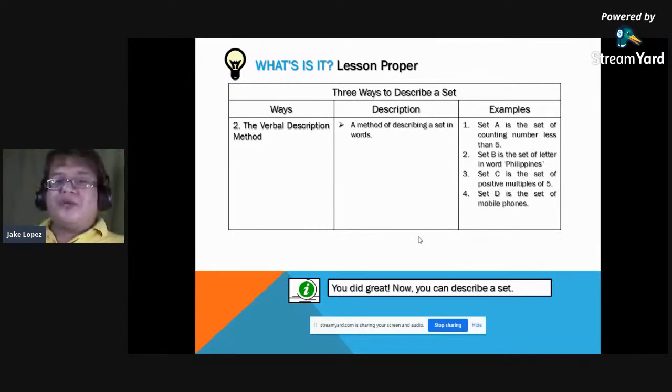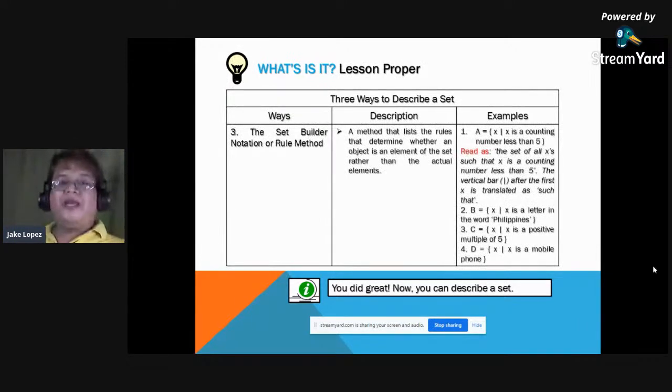Okay? So number 2, set B is the set of letters in the word Philippines. Okay. So yun. Number 3, set C is the set of positive multiples of 5. So yung mga multiples ng 5, alam natin yung mga number na pwedeng ma-divide natin sa 5. Okay? And then set D is the set of brands of mobile phones. Okay, so yung example kanina.